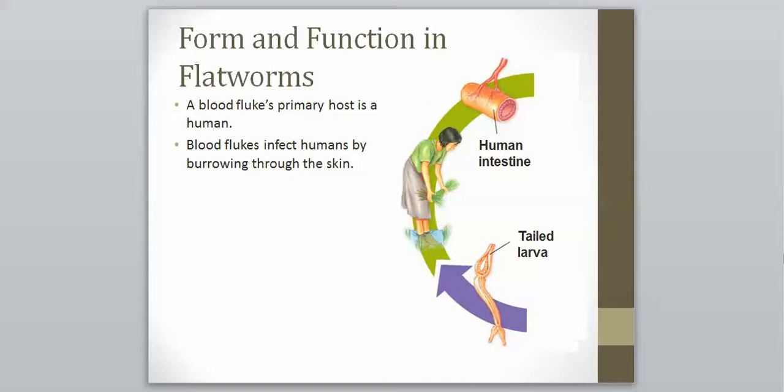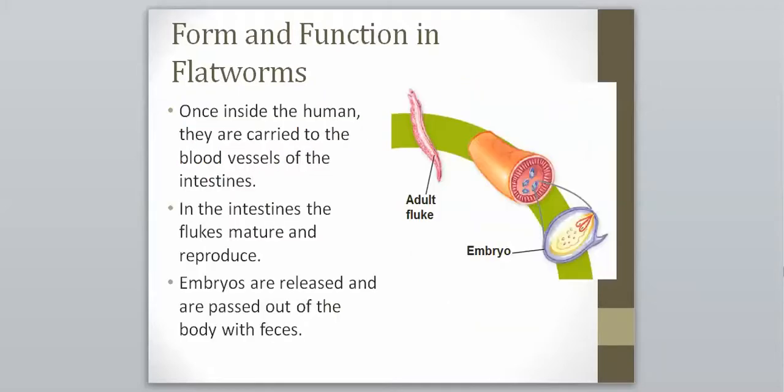Blood flukes will infect humans by burrowing through the skin. In this case, this fluke is going to burrow through the skin of those exposed feet in the water. That's how it's going to get into the human. It's going to burrow in through her toes and get into her blood that way. Once inside the human, they are carried to the blood vessels of the intestines. So they make it to the feet, they travel in the blood, they move to the blood vessels of the intestines. In the intestines, the flukes will mature and reproduce, and then the embryos are released and passed out of the body with feces.